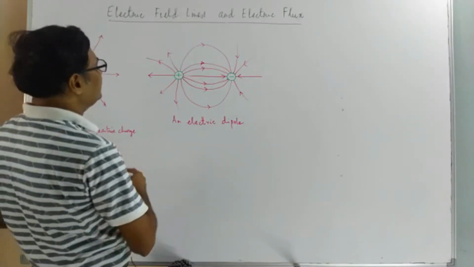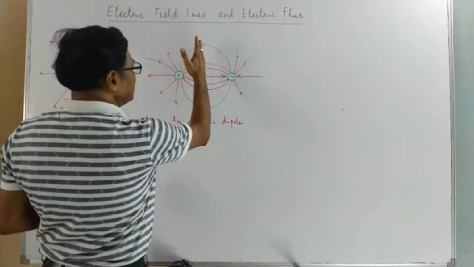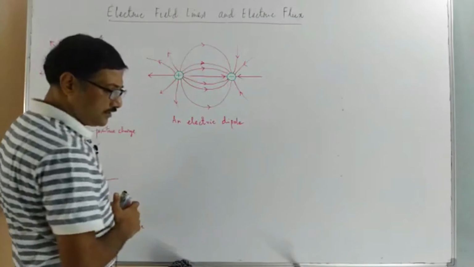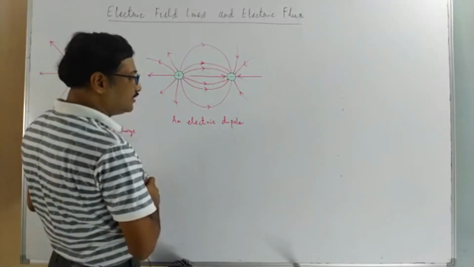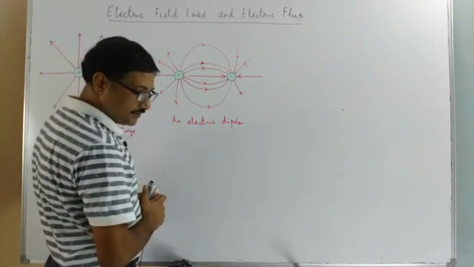As you can see, the concentration of electric lines of force is the greatest between the positive and the negative charge. So electric field is expected to be the strongest between these two charges.